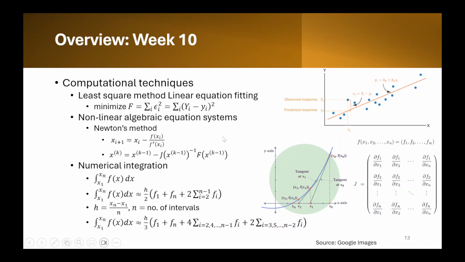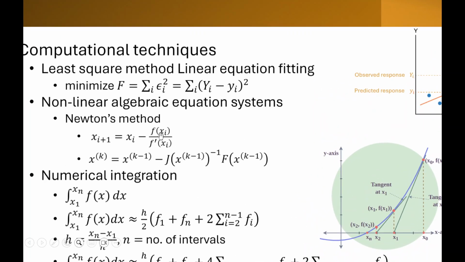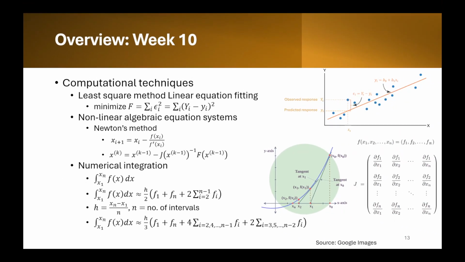Also, how to solve a non-linear algebraic equation system: when you have one equation, you apply Newton's method, and this is an iterative method. So you need to give an initial guess so as to solve your non-linear algebraic equation, and you have to give some convergence criteria as well. When this convergence criteria is met, you get your solution. Also, if you have a set of non-linear algebraic equations, this is the formula that you get. So this is at some iteration k.